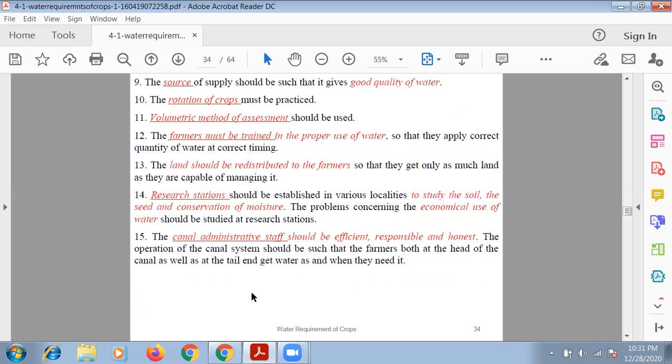give a good quality of water, and there should be a rotation of the crops so that all the nutrients are properly utilized. The farmers must be trained in proper usage of water. Then the land should be redistributed to farmers so that they get only as much land as they are capable of managing. There should be research stations to study the soil and conservation of moisture. The canal administration staff should be efficient, responsible, and honest.